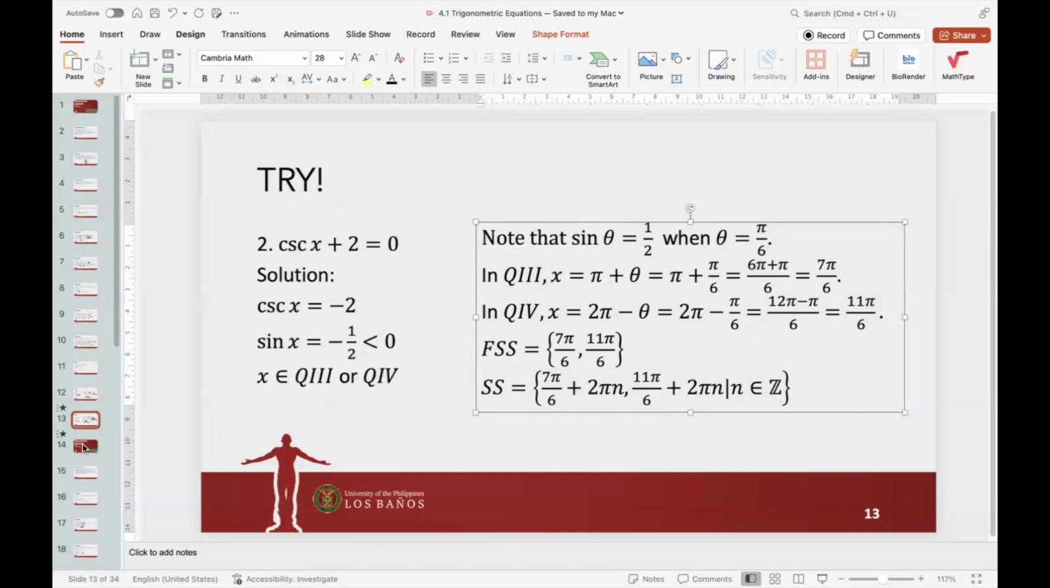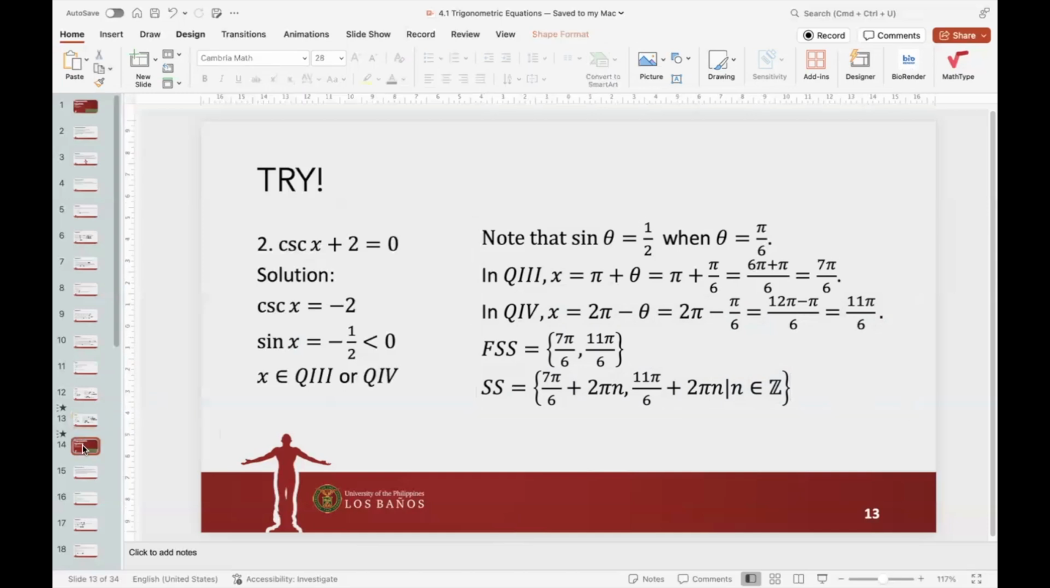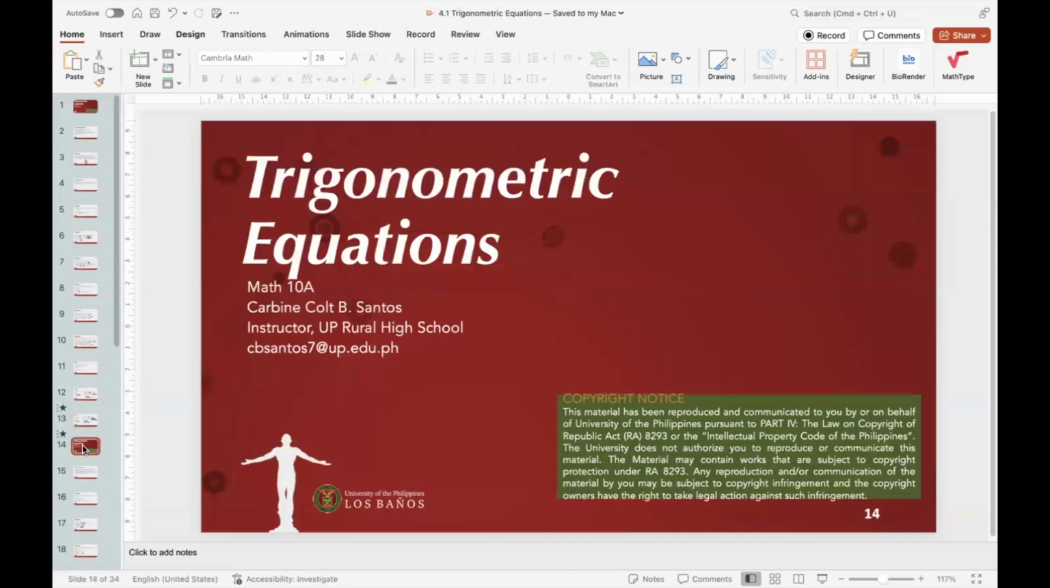So on the next video, we're going to talk about the second solving tip. But for now, try to understand first how to do solving tip number 1, because we will also be using that in the other tips that I'm going to introduce.